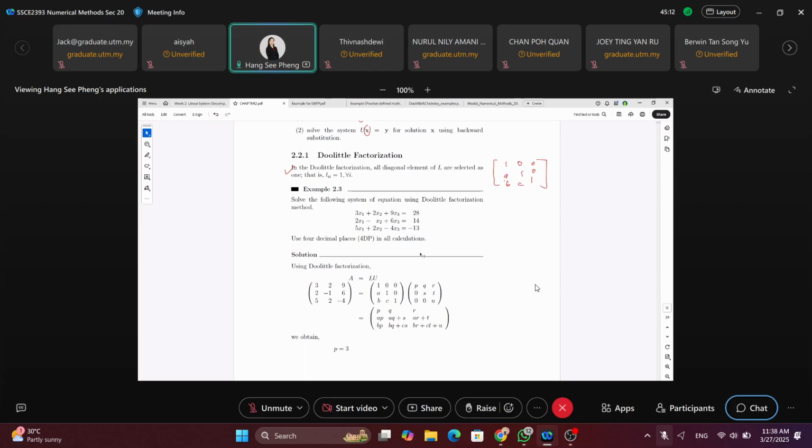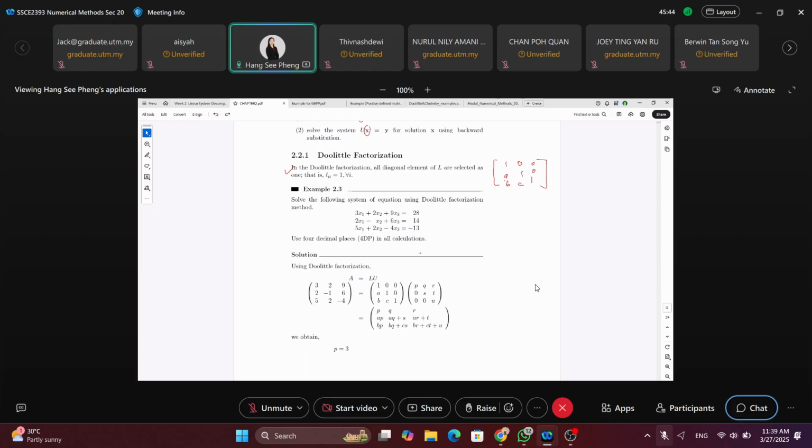First of all, we extract the matrix A. So this is the matrix A. Matrix A consists of all the coefficients in the equations. Yeah, so 3, 2, 5, and so on. So this is matrix A. Now you want to write this matrix A into the form of L multiply U, where the L here, all the diagonal must be 1. And for the U, now U is just a normal upper triangular matrix.